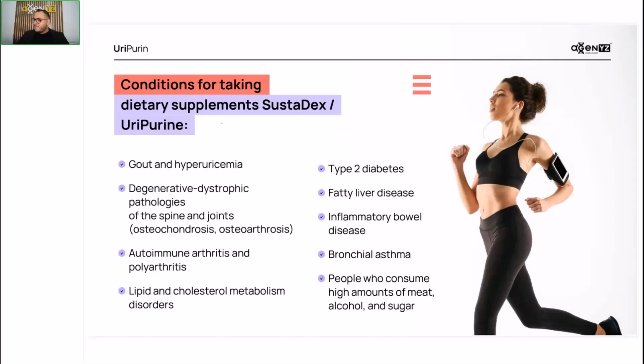So, who should take UriPurin? Basically, patients with gout and individuals who suffer from hyperuricemia, degenerative and dystrophic pathologies of the spine and joints, such as patients with osteochondrosis and osteoarthrosis, individuals with autoimmune arthritis and polyarthritis, individuals with lipid and cholesterol metabolism disorders, individuals with type 2 diabetes, fatty liver disease, inflammatory bowel disease, bronchial asthma, and people who consume high amounts of meat, alcohol, and sugar, if you remember from my earlier slides.